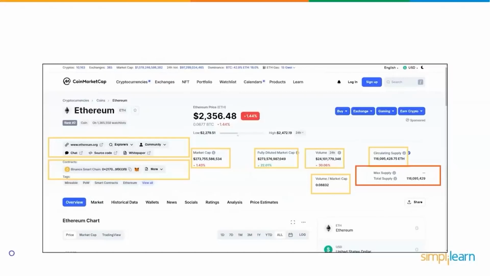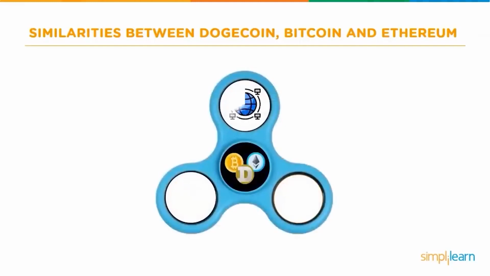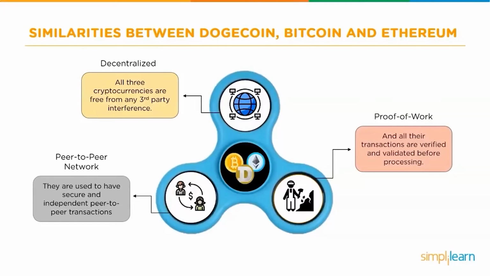24,101,779,346. But in the end, all these top cryptocurrencies, Dogecoin, Bitcoin, and Ethereum, share a few similarities. Like, they all are decentralized. All three cryptocurrencies are free from any third-party interference or any centralized authority, and can be used to have secure and independent peer-to-peer transactions, maintaining the anonymity of the user. And proof of work, that is, all their transactions are verified and validated before processing. After complete verification, further transaction process takes place. Also, all of them have a large network of independent nodes.